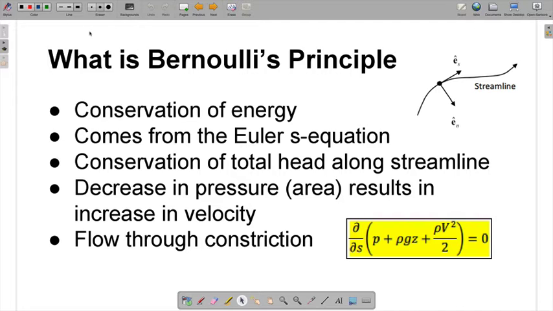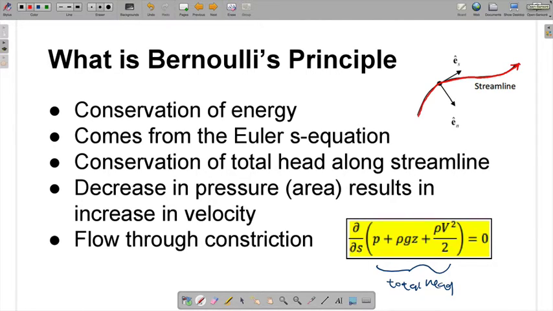If we think about the different terms in here, collectively, all of these we can call the total head. All of these together, that's the total head. Bernoulli's Principle basically states that there is a conservation of the total head as you move along the streamline. If you look at the streamline picture on the right side, this is the direction of the fluid flow, the direction of the streamline.